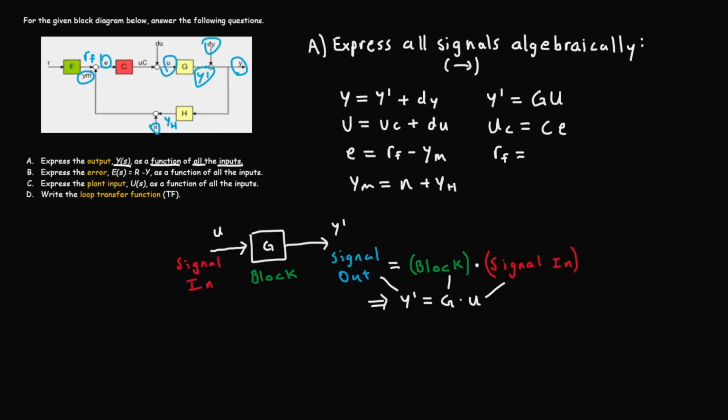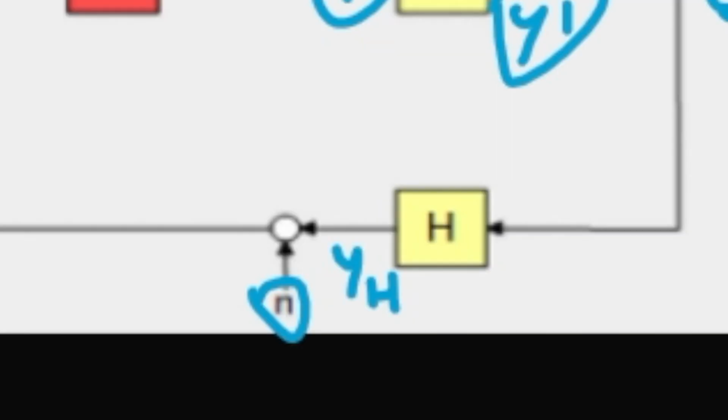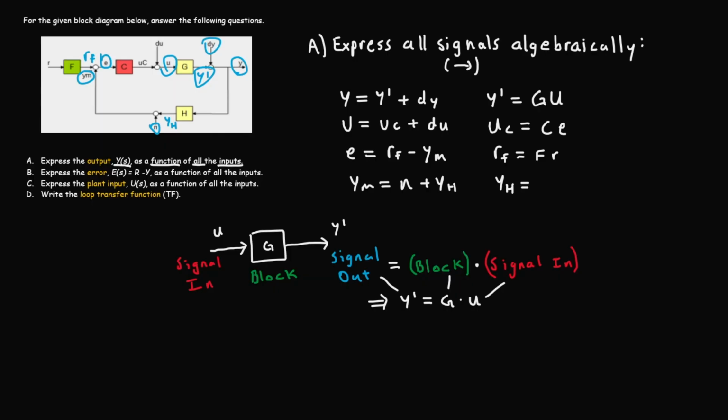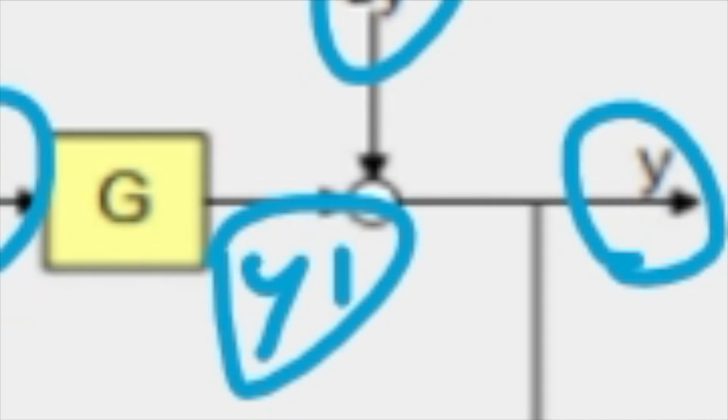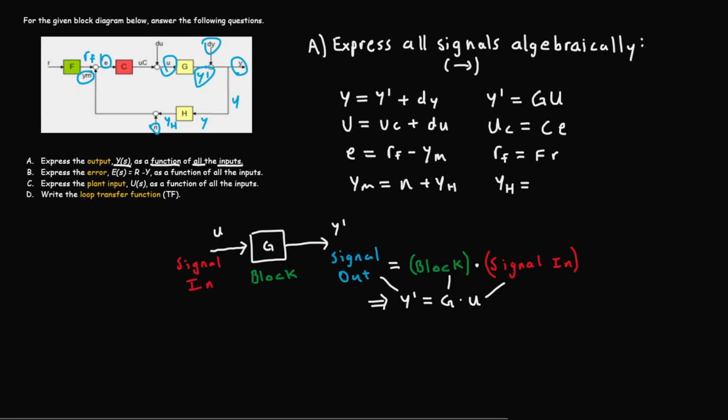So again, block times the input. Here the input to the left of block F is R. So in this case, RF equals F times R. And now the last of these signals that we need is YH, which of course is the signal coming out of the sensor block H. And now the input that's going into H is basically Y, since the Y output gets split up in this junction here. So that means that YH is equal to H times Y.